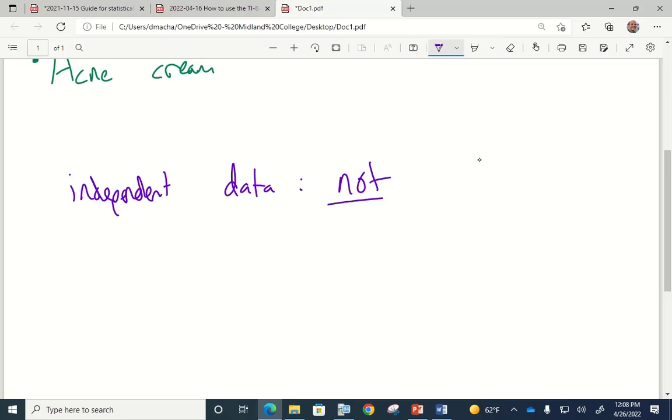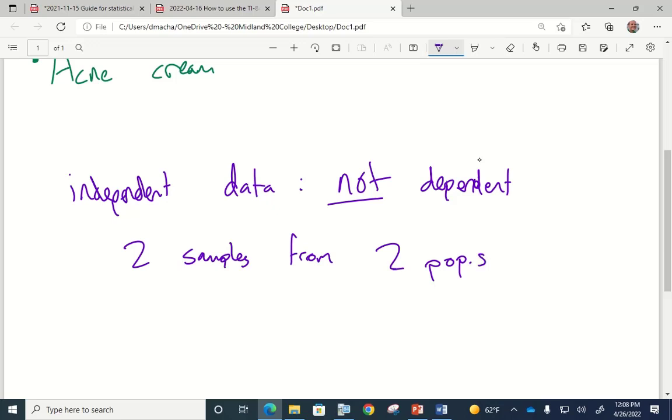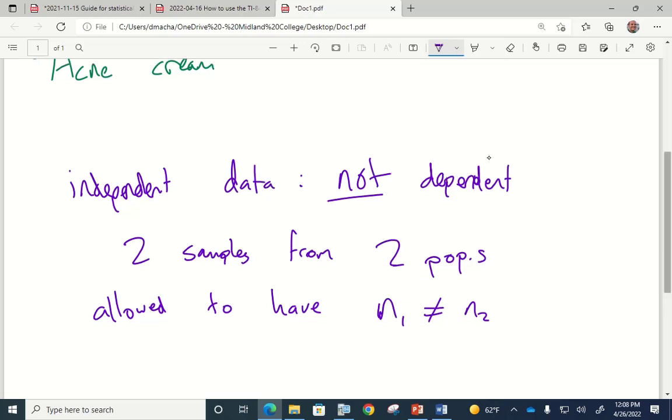With independent data, you're going to take samples from 2 populations. You're actually allowed to have different sample sizes. Your first sample size doesn't have to equal your second sample size. Just like in my example with the Odessa College students and the Midland College students, where I took a larger sample of the Odessa College students, that didn't really matter. You can still analyze your data.